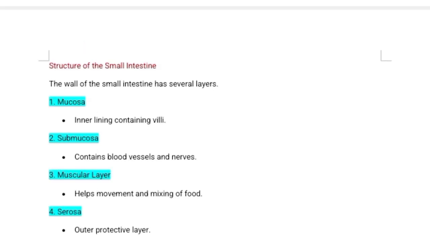Structure of the small intestine. The wall of the small intestine has several layers. 1. Mucosa, inner lining containing villi. 2. Submucosa, contains blood vessels and nerves. 3. Muscular layer, helps movement and mixing of food. 4. Serosa, outer protective layer.